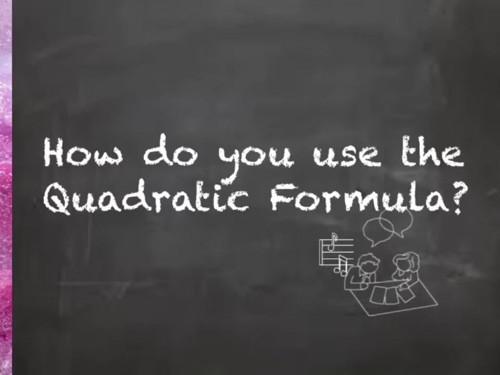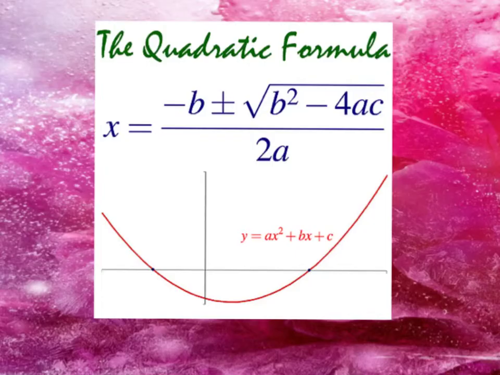Now that I've explained in the previous video what the quadratic formula is and how you can use the discriminant to find the number of solutions, I'm now going to demonstrate how you use the quadratic formula for two examples. Here's a reminder of what the quadratic formula is. x equals negative b plus or minus the square root of b squared minus 4ac, divided by 2a.